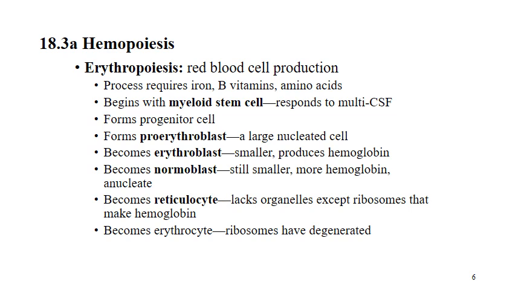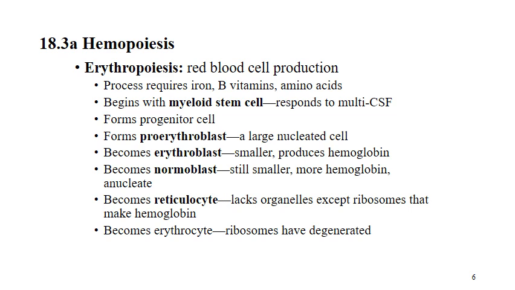It begins with myeloid stem cells, and these respond to the multi-colony stimulating factor, or CSF, and form a progenitor cell. From there, it's going to form a proerythroblast, which is a large nucleated cell. It's going to turn into what's called an erythroblast. Remember, blast just means a bud or a germinating cell. It's going to be smaller now and produces hemoglobin.